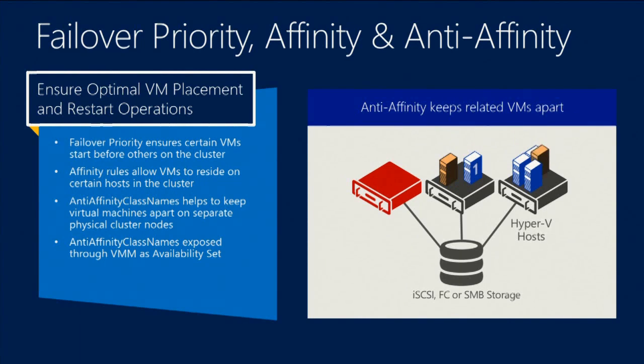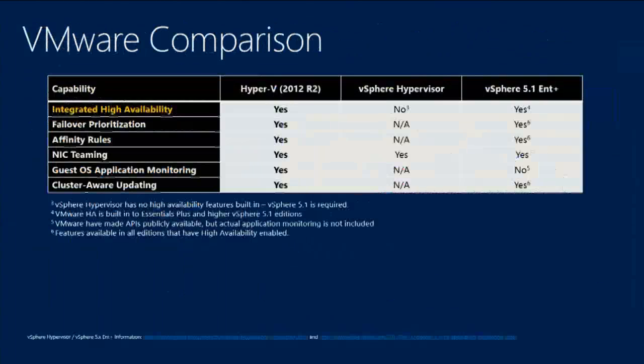And in addition, if we mark a couple of VMs in what's known as an availability set, those VMs will be kept apart. So if they were a guest cluster, you don't want to be in a situation where your guest cluster nodes are all on the same host. So that affinity, or that anti-affinity in this case, keeps them apart.